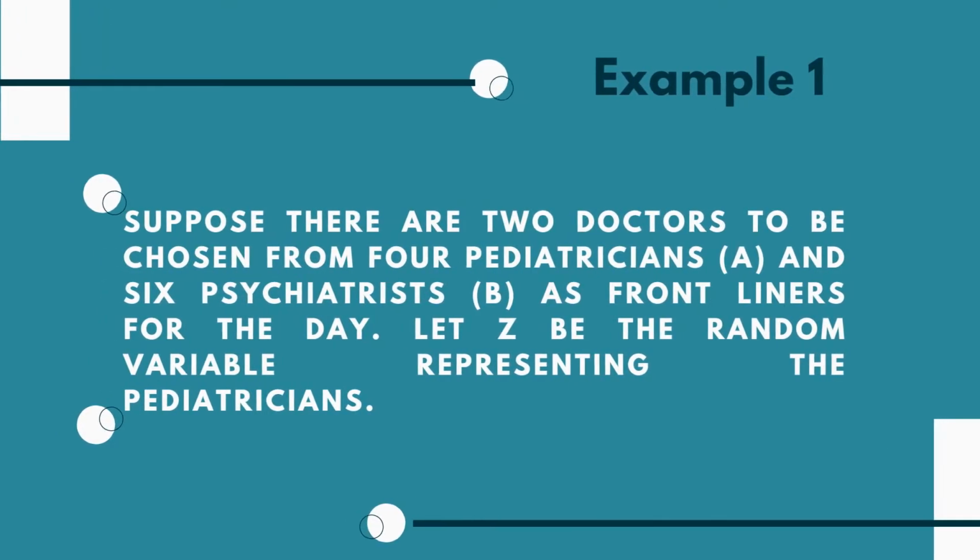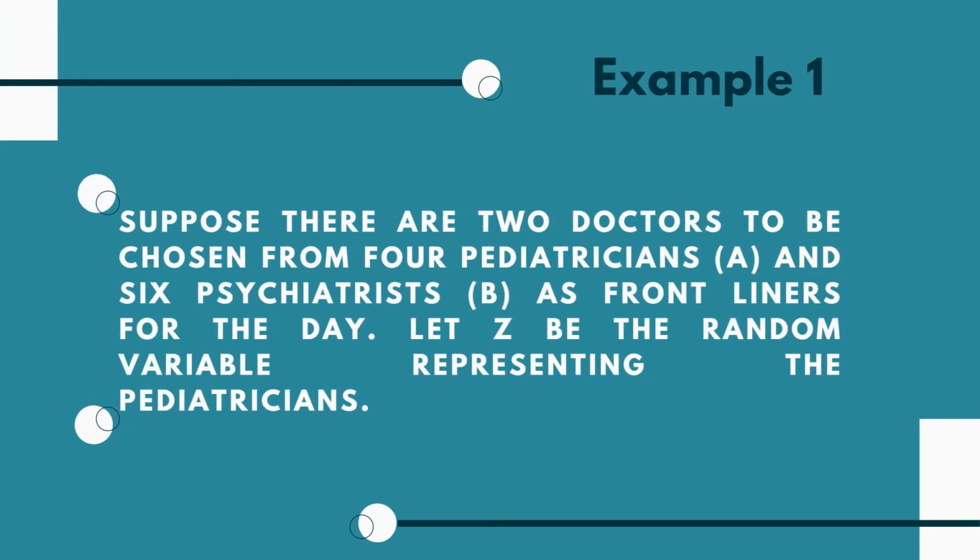Now, we will try some examples and solve it. Example 1. Suppose there are 2 doctors to be chosen from 4 pediatricians, represented as A, and 6 psychiatrists, represented as B, as frontliners for the day. Let C be the random variable representing the pediatricians.